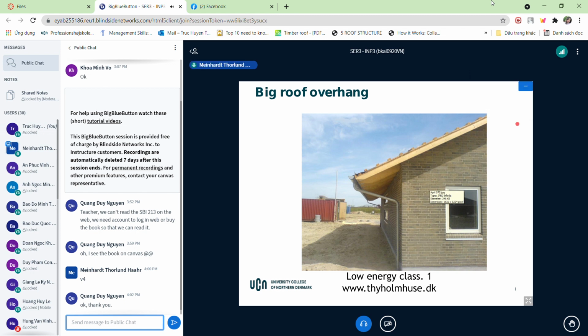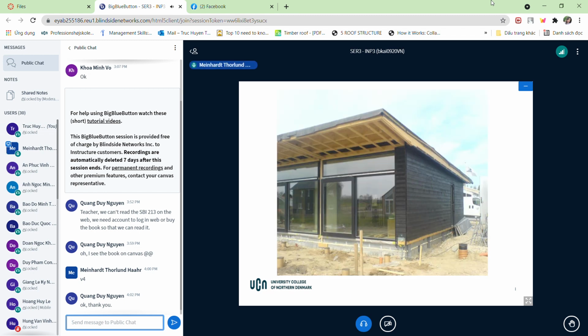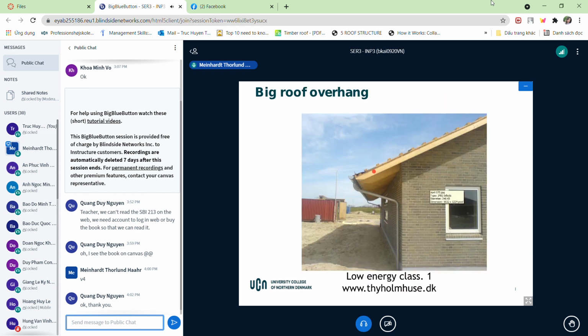So basically, this is just some examples of overhangs. You can see that this window is not going to get a lot of sun from above, not directly sun, at least. In this one as well. But this one gets more because this overhang is not that big.